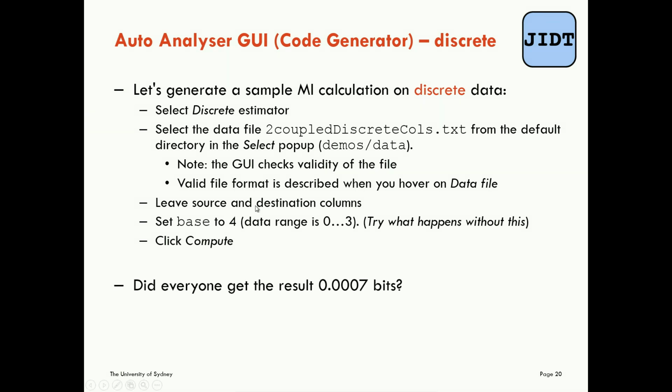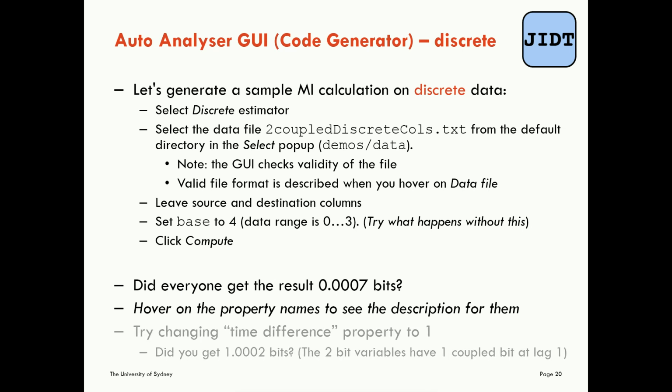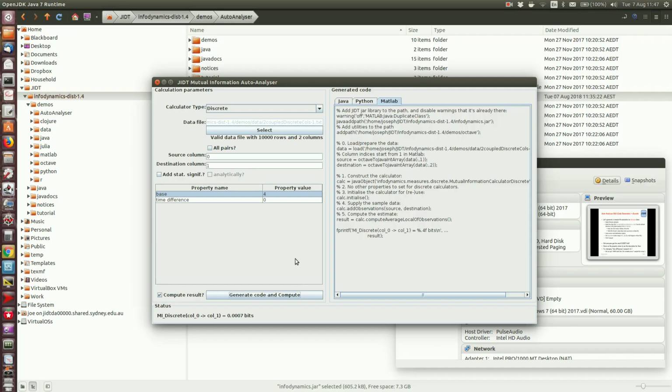So after we've clicked compute, we want to check that everyone got that same result that I did, 0.0007 bits, which, as I say, seems consistent with 0. We'll talk in one of the videos later in our course about what consistent with 0 means. As I mentioned before, we can hover on the property names to see the description for them. And in particular, we want to try changing the time difference property to 1. Let's go back and have a quick look here.